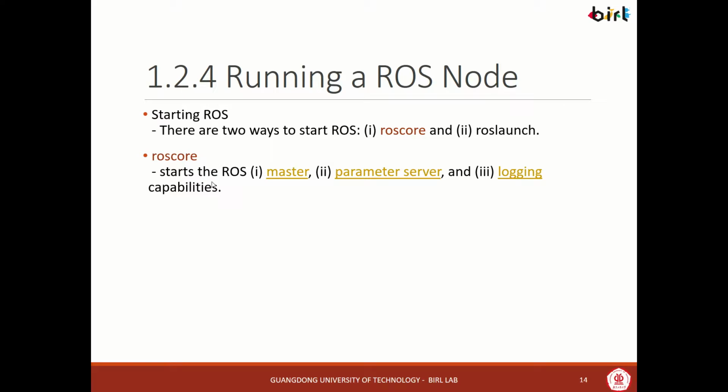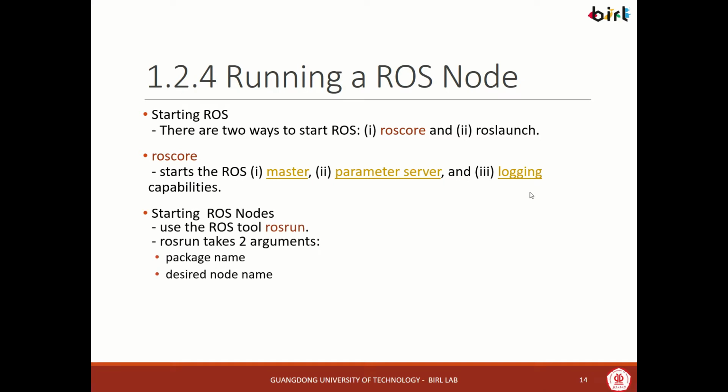So roscore number 1 starts the ROS master. It also starts something called a parameter server that will be handling parameter information from different nodes. And it also starts a bunch of logging capabilities for debugging the network.